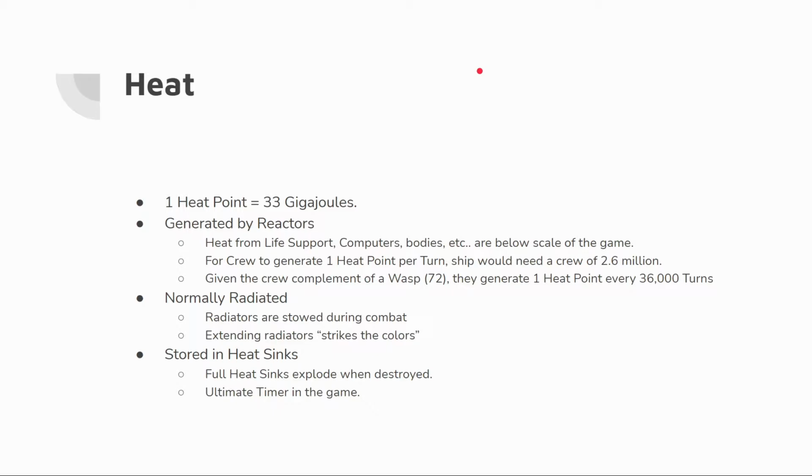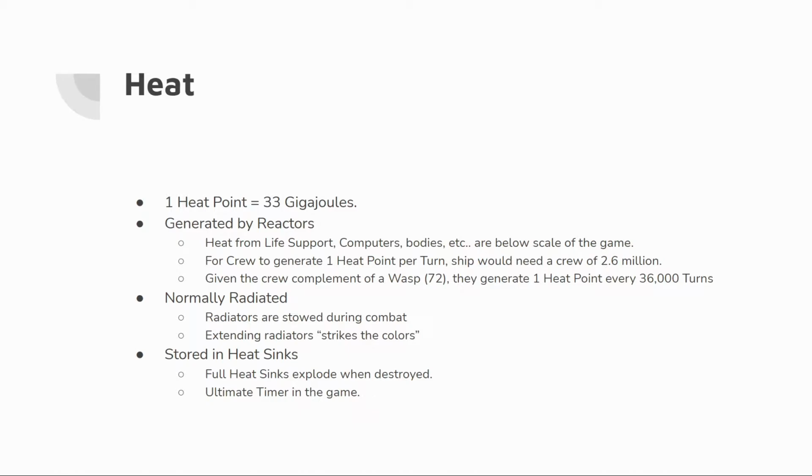The next concept we're going to talk about today is heat. One heat point in the game is 33 gigajoules of waste heat in the real world, so it's pretty darn hot. Heat is generated by the fusion reactors. Everything else on the ships is pretty much below the scale of the game. For example, for the crew to generate 1 heat point per turn, a ship would need a crew of 2.6 million people. So given the crew complement of a Wasp in the game, which is 72 people, they'll generate 1 heat point every 36,000 turns. So yeah, heat from individuals, not that big of a deal.